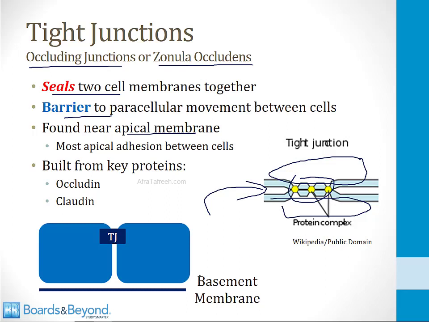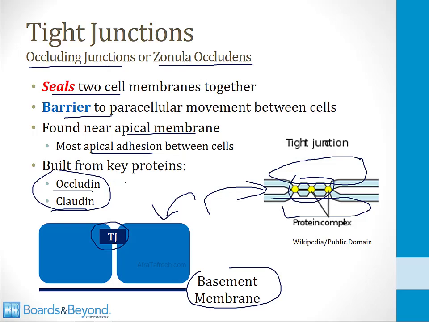So if you look at my drawing at the bottom of the screen, this is the basement membrane. This is the apical side of the cells, and this is where you tend to find these tight junctions. They are usually the most apical adhesion between two cells. And the proteins that are used to make up tight junctions go by names like occludins and claudins. There's nothing special you need to know about these except that they are the major components of the tight junction.